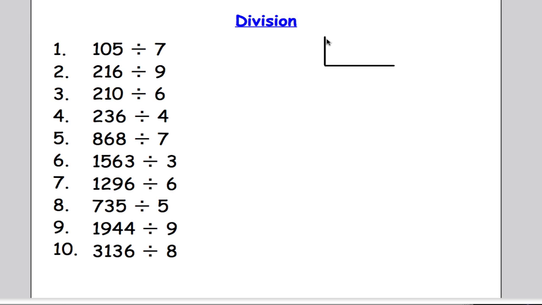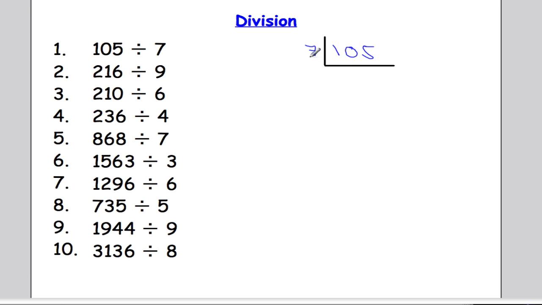We start off by drawing an L shape like so. I'm going to put the number I'm dividing into within the L and the number that I'm dividing with on the outside. So 7, I want to know how many times it fits into 105.